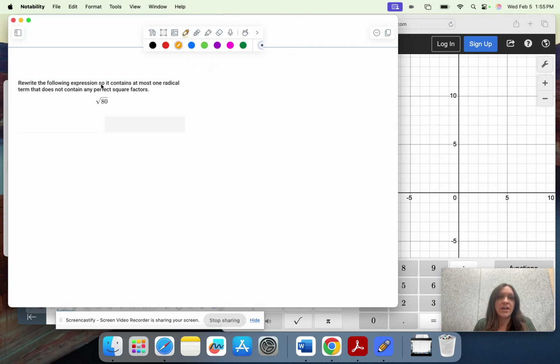So perfect square is 2 times 2 is 4. That's a perfect square. 3 times 3 is 9. That's a perfect square. 4 times 4 is 16. And we like perfect squares when we're talking about square roots, because square root of 4 is 2. That's a bad 4. Square root of 9, 3. Do you see the pattern here?